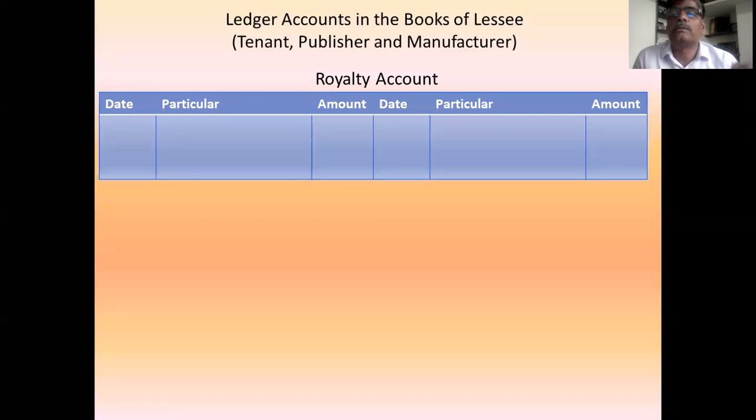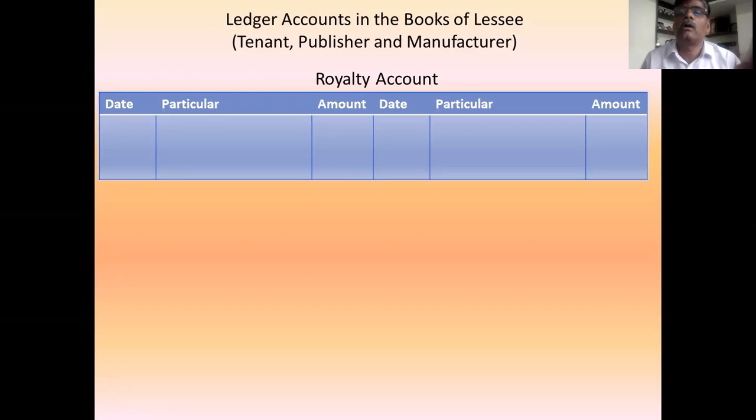You continue this process till the completion of all years: first year, second year, third year, fourth year, fifth year. Debit side, you write the year and date. Credit side, you write the year and date. Debit side to lessor, credit side by P&L. Amount is from the royalty column. This is the first account. Very simple. You remember this.